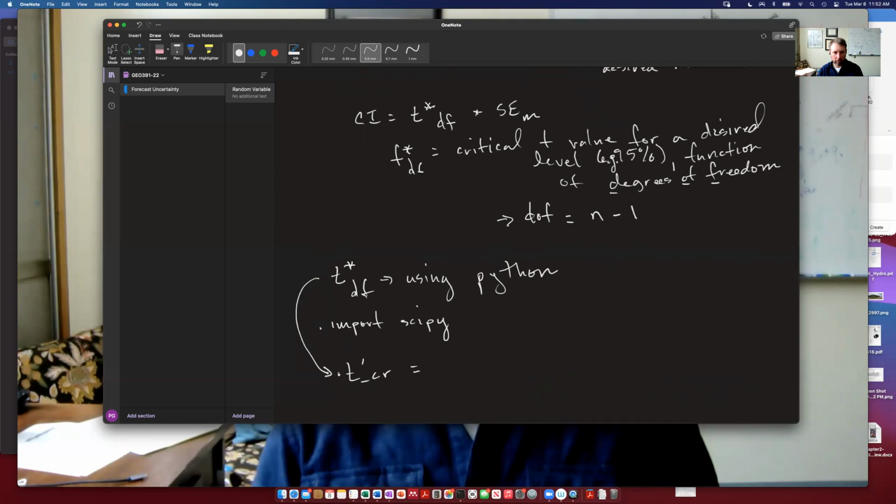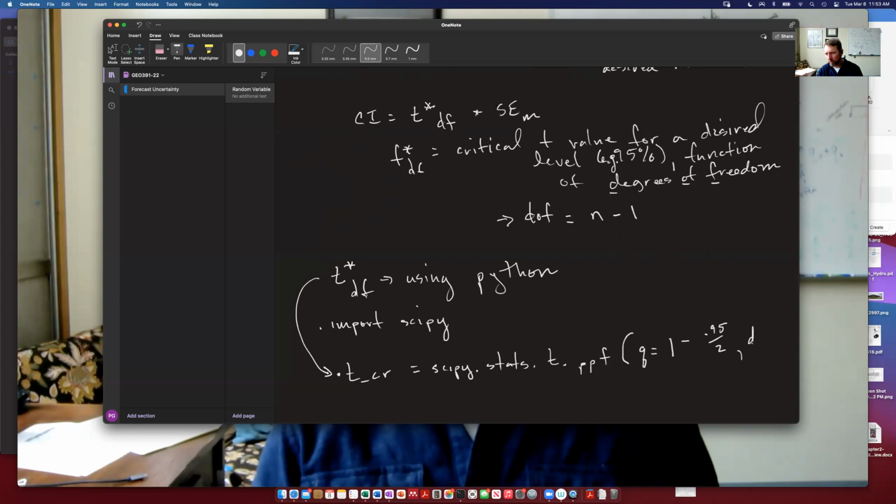So this is just code. I can't write t star. So my critical t value is a function scipy.stats.t, the t function, .ppf. All right, this is just something to do with the probability distribution for the t function. The quantile is 1 minus the level I want. So for example, for the 95th percentile, it would be 1 minus 0.95 over 2. All right, so this is the 95th percentile.